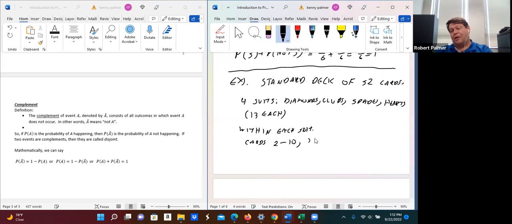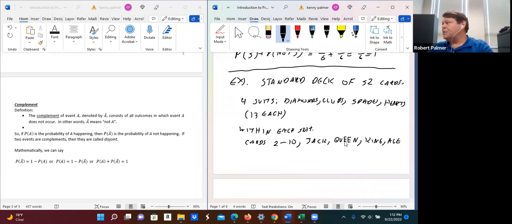And then we have a jack, queen. Sorry, I'm also having trouble writing today. A king and an ace. So that should be 13. So numbers 2 through 10, then a jack, queen, king, and ace should give us 13 in each one of those suits. Then 4 times 13 is 52.